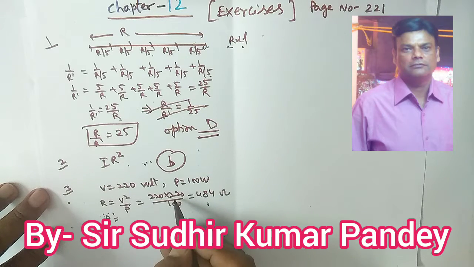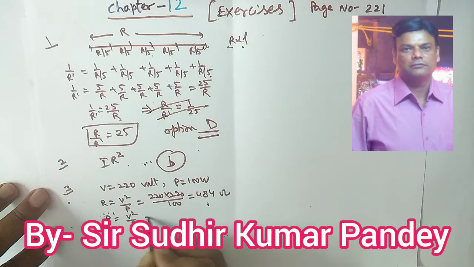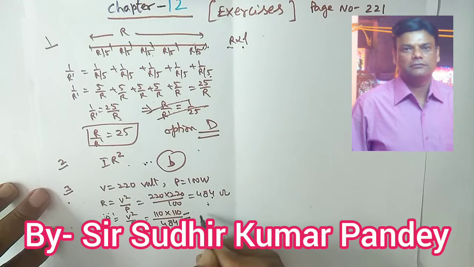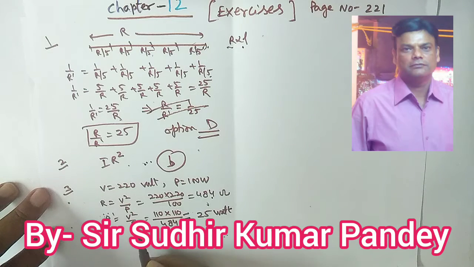Now the new power at the different potential difference. Now the potential difference is changed. It is 110. So V square upon R, 110 square upon 484. So when you will solve it, you will find it is 25 watt. So option D is correct of this question number 3.